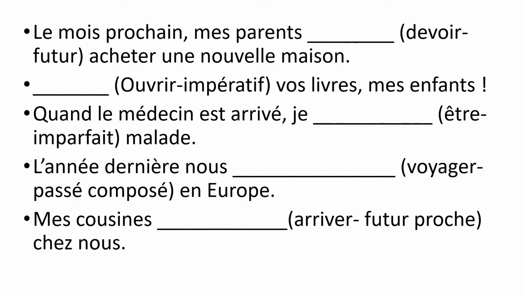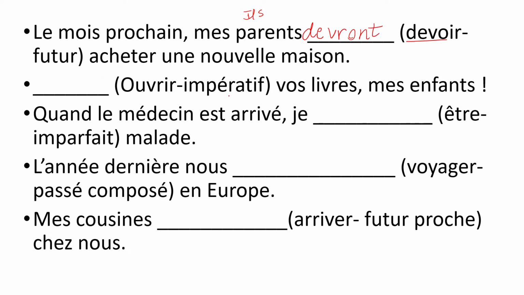So let's begin. The first sentence here is "Le mois prochain, mes parents dash." Okay, so you have to fill up with devoir in the simple future tense. So now devoir, the root in the future is devr. Okay, it's an irregular verb in the simple future which becomes devr as the root. And the ending for mes parents is a substitute for ils. So you have to put the ending on. Therefore, you get mes parents devront, which is devoir in the future. Let's look at the next one.